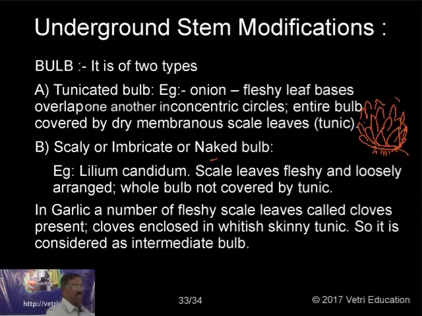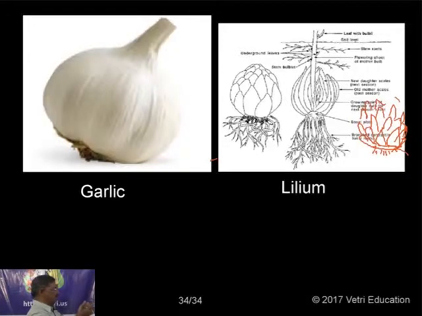But if you see garlic, you have both types in the garlic. Inside, the scale leaves are separate and also covered. What do you call that bulb? It is an intermediate bulb. In garlic, a number of fleshy scale leaves, the individual ones called cloves, are present, and the cloves are enclosed in a whitish skinny tunic, meaning cover. So it is considered an intermediate bulb. You can find two characters there. Example, garlic. So by this we finish the stem, and on Monday we will start the leaf. Thank you.